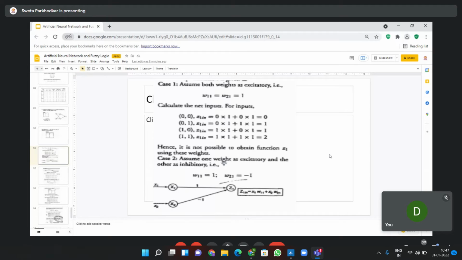तो हम लोग क्या करेंगे, एक को excitatory रखेंगे and another weight will keep it as inhibitory. ठीक है, so it will be -1. I'll keep W21 as -1 and W11 as 1. So it's like a trial and error. Just change this weight and tell me the answer of the net input.